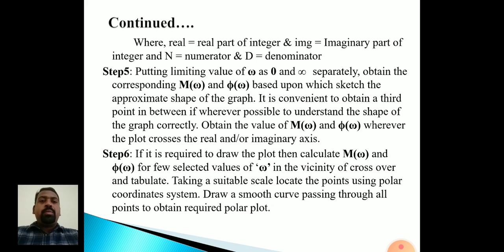Next, step 6: if it is required to draw the polar plot, then calculate M omega and phi omega for a few selected values of omega in the vicinity of crossover and tabulate. Taking a suitable scale, locate the points using the polar coordinate system and draw a smooth curve passing through all points to obtain the required polar plot.